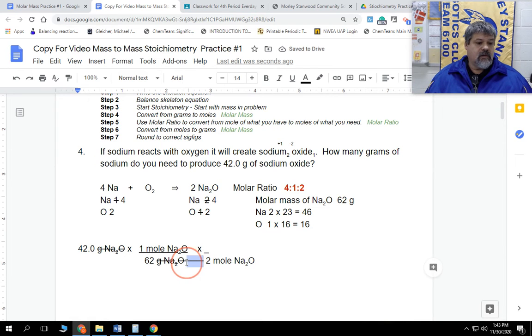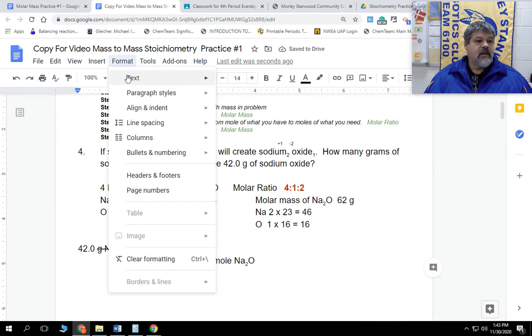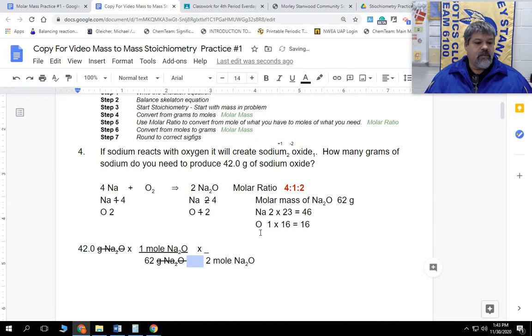Okay, we're going to get rid of that right there. I don't know why, I just don't want to put it in there. So we have it there. And then on top, we're going to put our moles of sodium. So this 2 moles of sodium oxide, 2 moles of sodium equals 4 moles over here of sodium. So we're going to put in 4 moles of sodium, and we'll go ahead and underline that.